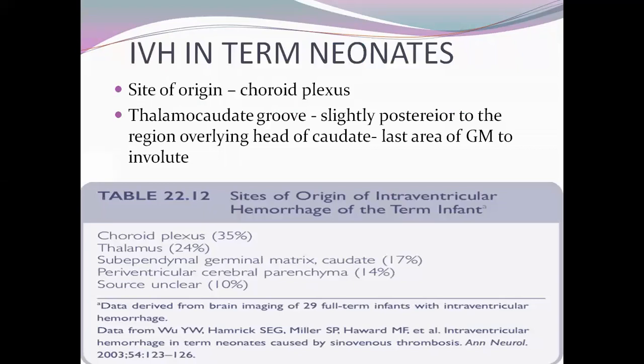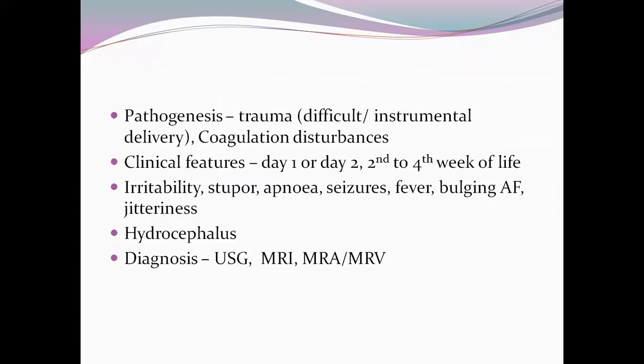A few lines about IVH in term infants. The common site of origin observed is the choroid plexus, followed by the thalamocaudate groove, as it is the last area of germinal matrix to involute, and followed by subependymal germinal matrix and periventricular cerebral parenchyma. The pathogenesis involves mainly trauma due to difficult or instrumental delivery, followed by coagulation disturbances.